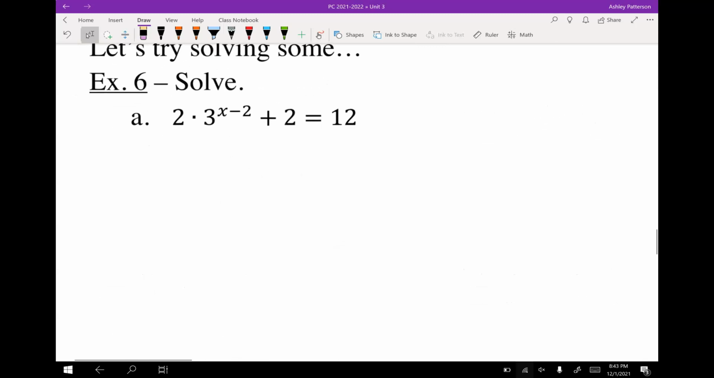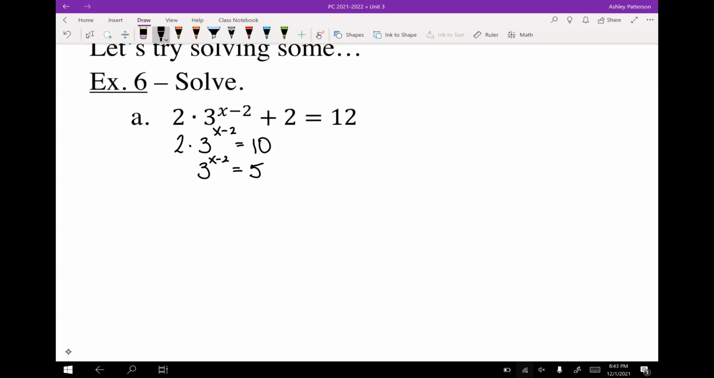So if we look at example 6a, it's exponential. First thing we need to do is identify what sort of function. This is exponential. So what do we do? We isolate the base. I'm going to subtract 2 from both sides. So 2 times 3 to the x minus 2 is equal to 10. What we talked about before break, you have to isolate the base before you can try to set the bases to be the same. So I'm now going to divide by 2. We get 3 to the x minus 2 is equal to 5.